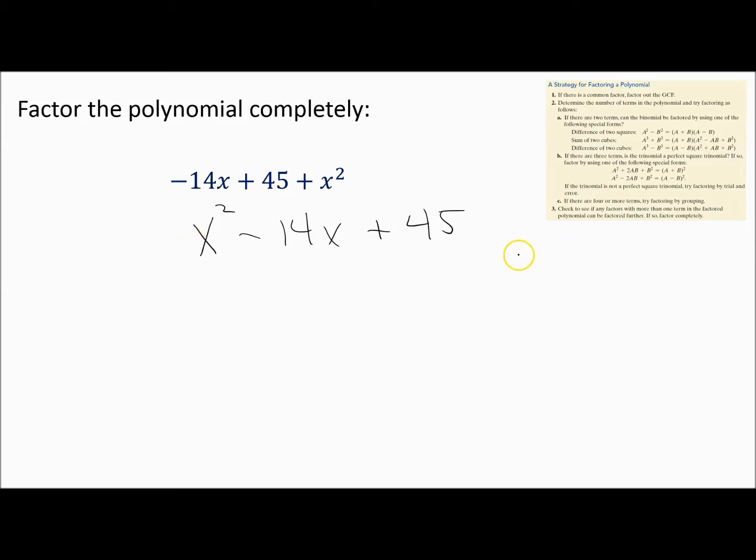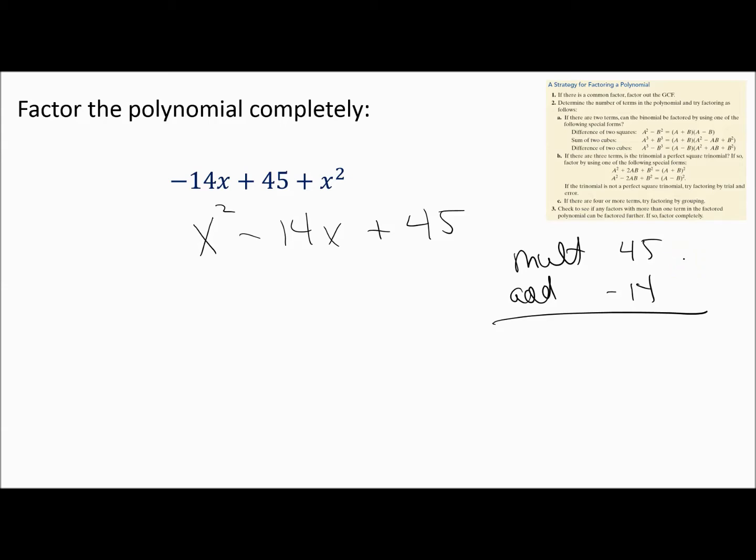Now I know it's a trinomial, so I'm trying to find numbers that multiply to be 45 and add to be -14. Now notice when I start making my list, I'm only worried about multiples. I'm not guessing things that add to be -14. We could do that all day long. I am making a list of things that multiply to be 45.